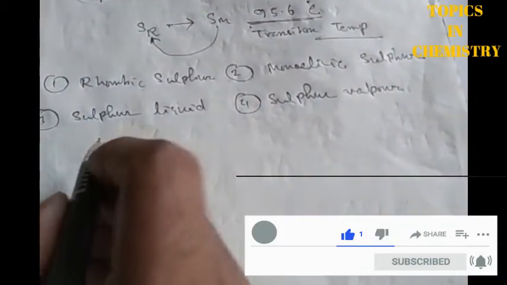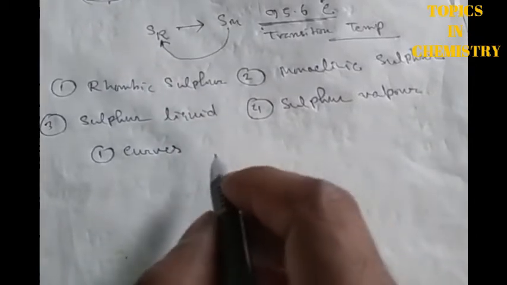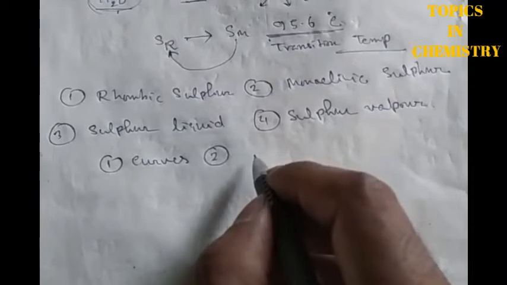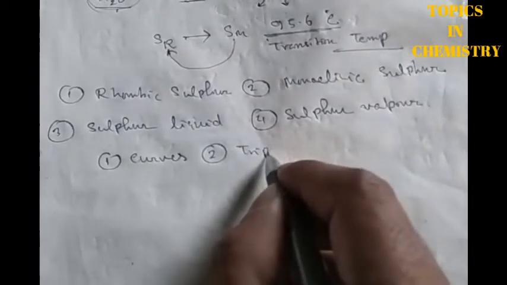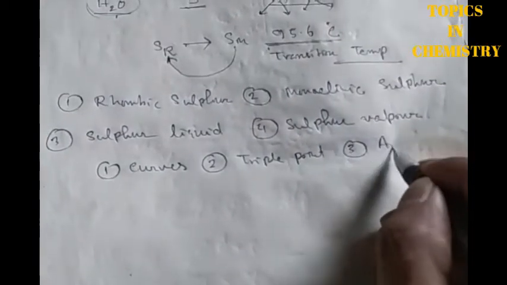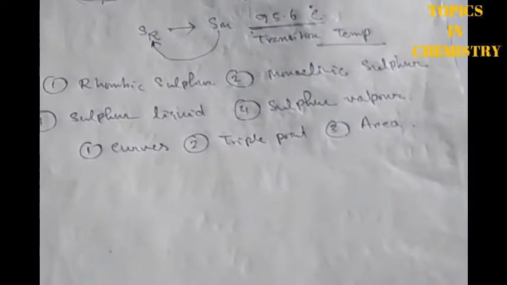Before drawing the phase diagram of sulfur, you have to know, number 1, the curves present in a phase diagram. Number 2, you have to know the triple points. And number 3, you have to know the areas. So these are the 3 important parts of a phase diagram: the curves, the triple points, and the areas.